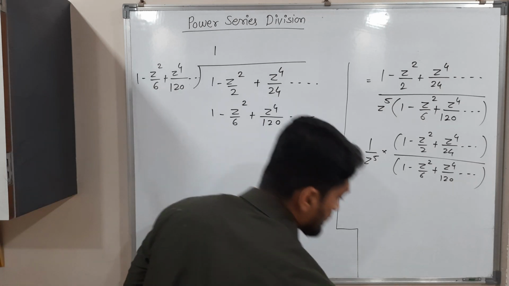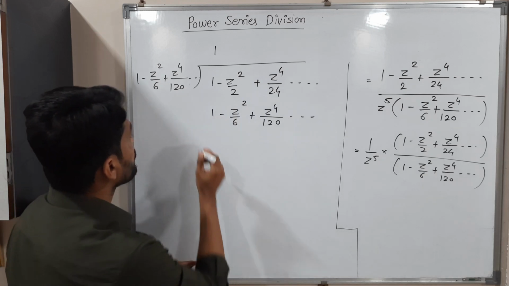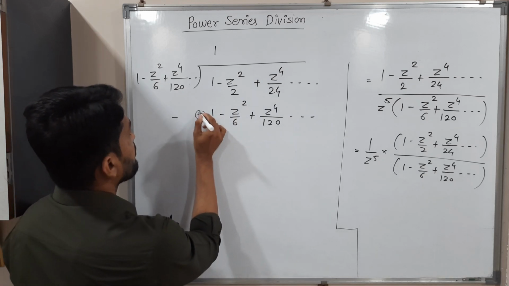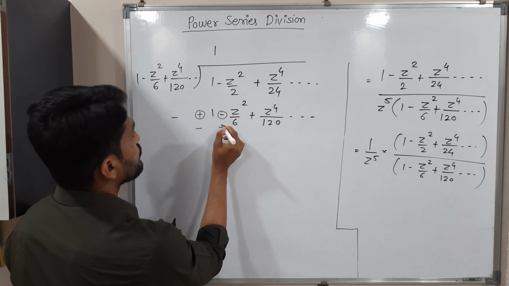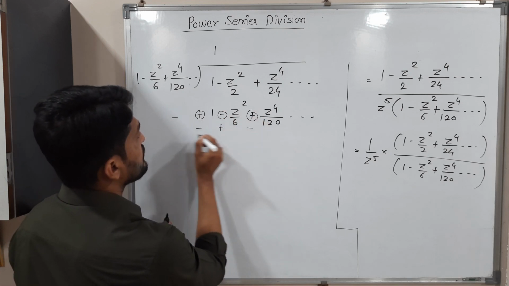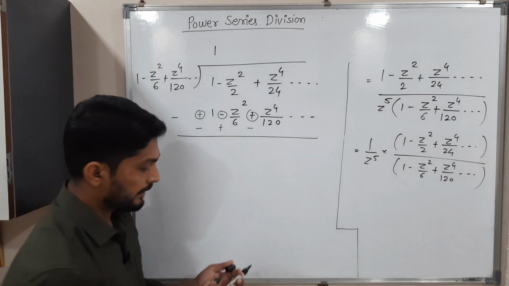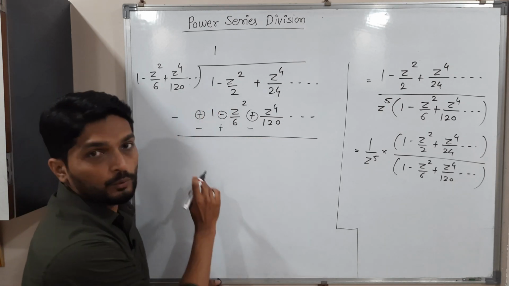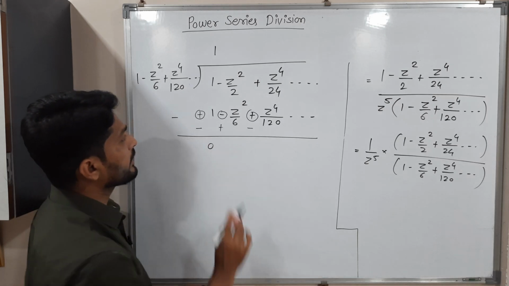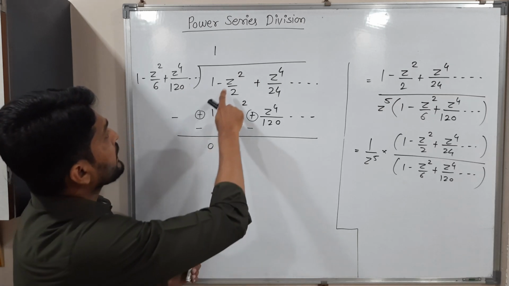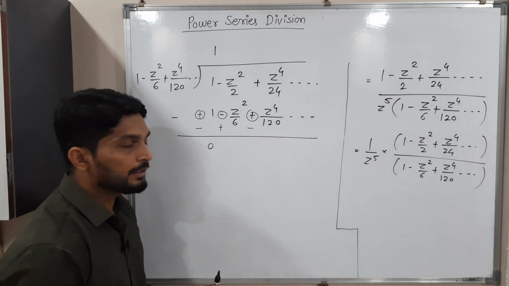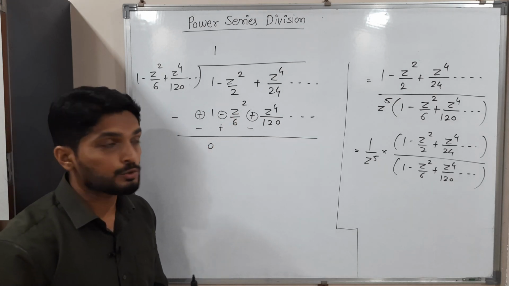After that, we need to do the subtraction. So I should write minus here. Already it has a plus sign, so it will be changed to minus. This minus will be changed to plus and this plus will change to minus, right? So 1 minus 1, 0 on this side. If you want, you can write it, otherwise no need to write. Minus z square by 2 plus z square by 6.